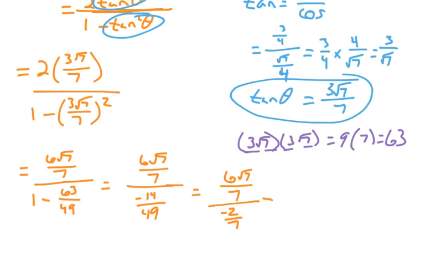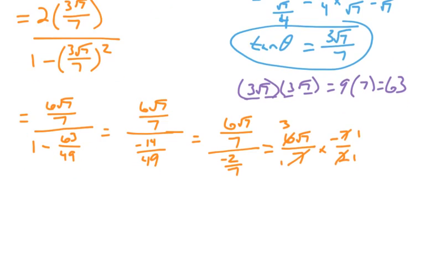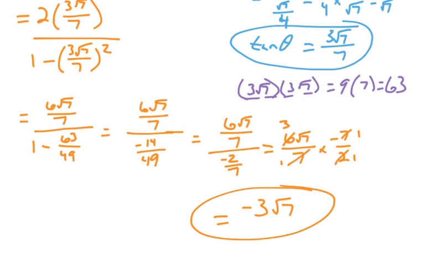Now we can multiply by the reciprocal, so we have 6 square root of 7 over 7 times negative 7 over 2. The 7s cancel out, not the negative, just the 7s. The 6 and the 2 are both divisible by 2, so that's a 1, and 6 divided by 2 is 3. So what I'm left with is 3 square root of 7 times negative 1, which is negative 3 square root of 7. And 1 times 1 on the denominator is just 1. So I'd say that right there is our answer, negative 3 square root of 7.